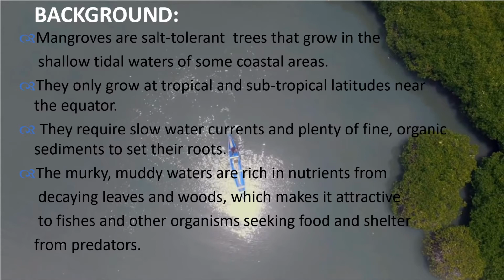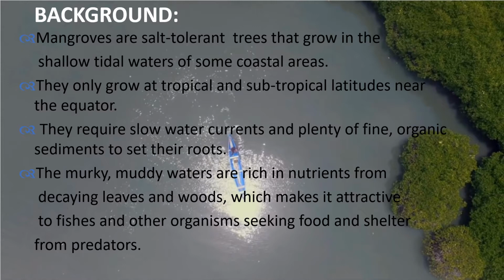Mangroves. What are mangroves? Mangroves are salt-tolerant trees that grow in shallow tidal water of some coastal areas. Mangrove forests cannot withstand freezing temperatures. Therefore, they grow in tropical and subtropical latitudes near the equator. So, countries and regions like the Caribbean and off the coast of Mexico and Florida are the best places for them to grow.